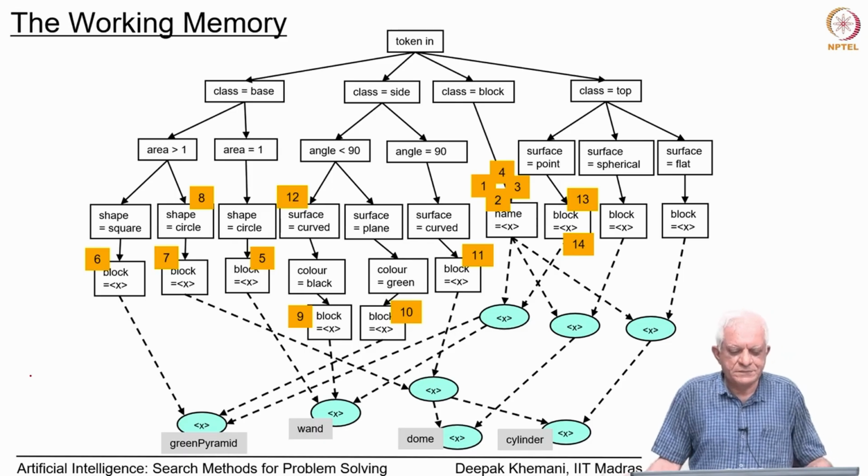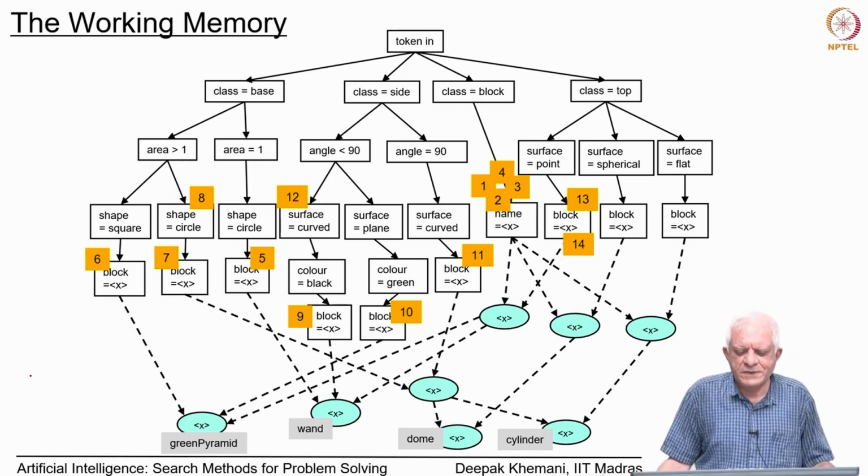So, here we are. This should be the last lecture on rule based expert systems and the data net. We will wind up with some more examples and a small exercise for you to do.